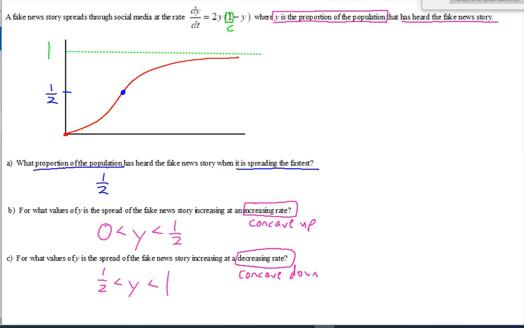And that concludes the notes for AP Calculus on the topic of logistic growth continued.